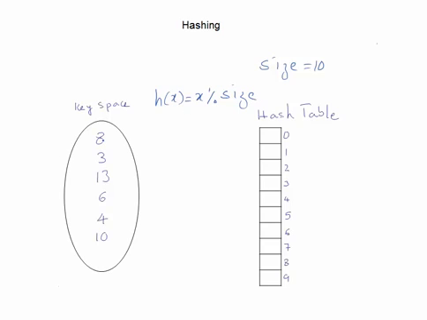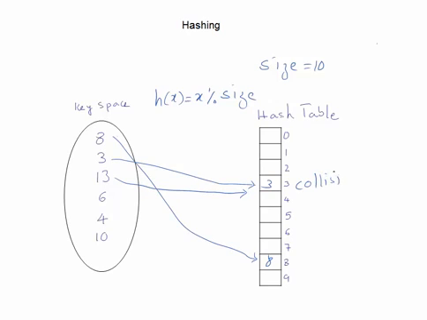Now let us map the elements. 8 mod 10 gives me 8. So 8 is stored here. 3 mod 10 is 3. So it is stored here. 13 mod 10 is also 3. So, oh, this is a collision. So this is causing collision.